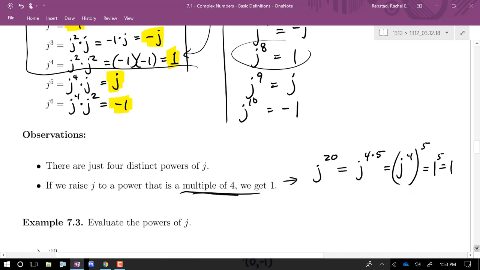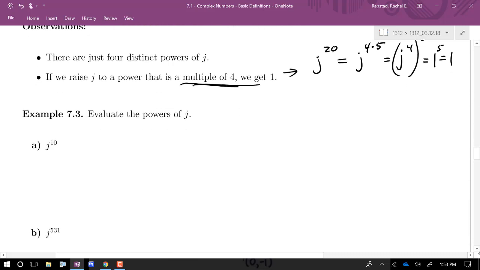So we can use this pattern to our advantage to make computing really any power of j trivial. So the first thing we do is we try to take out those multiples of 4. So 10 is not a multiple of 4, right? But what I can do is write this as 4 times 2 plus 2, because 4 goes in there twice with 2 left over. Watch this. Here we're adding in the exponent. What does that correspond to? Multiply. So this is j to the 4 times 2 times j squared.